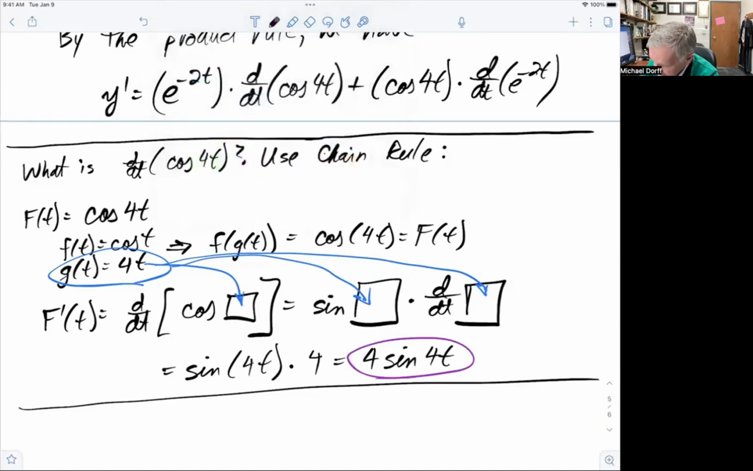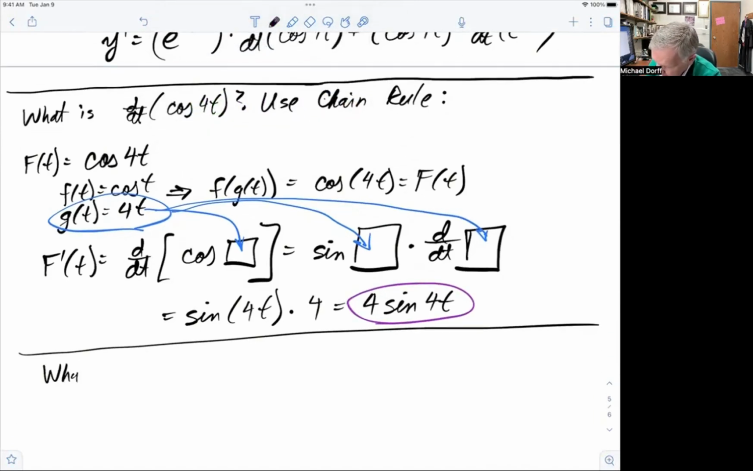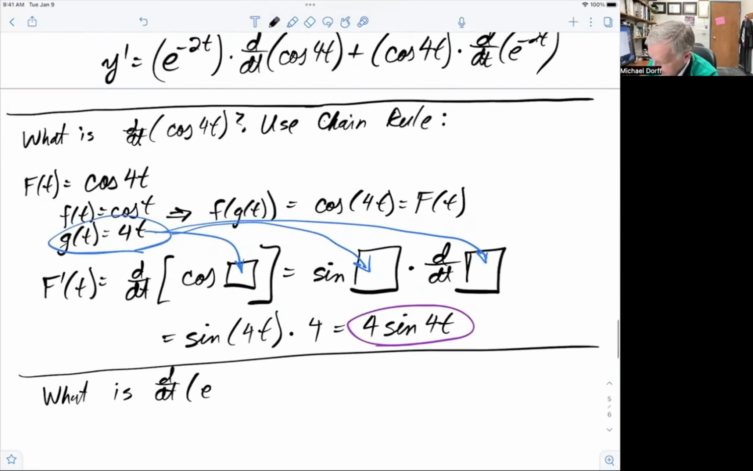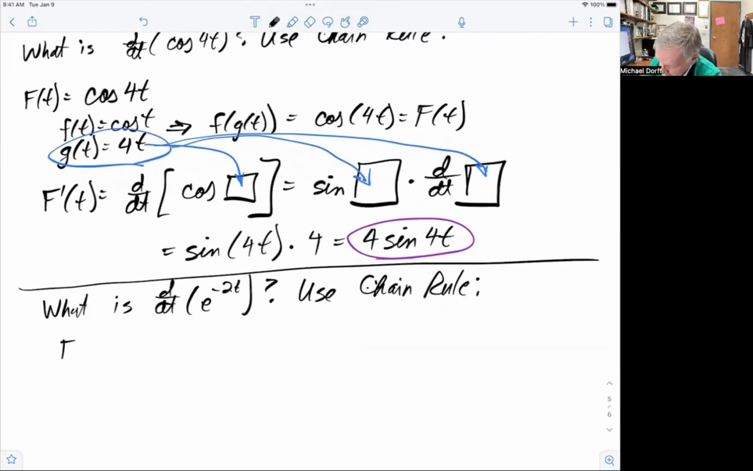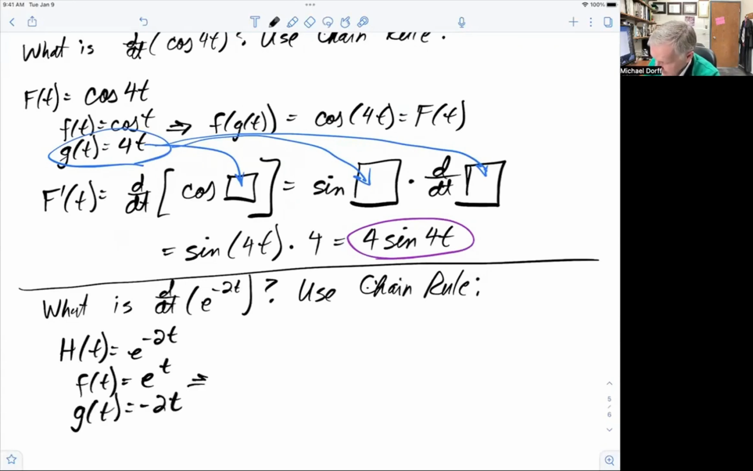And now I also need to find out what the derivative of e to the negative 2t is. Again, we need to use the chain rule. So I'll call this capital H of t, e to the negative 2t. So what are my inner and outer functions? My outer function is e to the t. My inner function is negative 2t. So that if I do f of g of t, that's going to be e to the negative 2t, which is capital H of t.